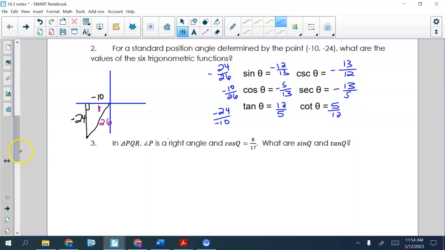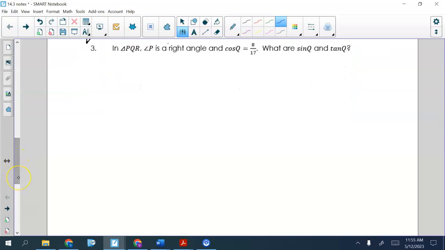In triangle PQR, angle P is a right angle, and the cosine of Q is 8/17. What are the sine of Q and the tangent of Q? So if you have no picture, just start with the picture. So we've got a right triangle. P is the right angle. PQR, so Q and R. All right, so it's giving us one of the ratios, cosine, CAH, adjacent to Q is 8 and hypotenuse 17.